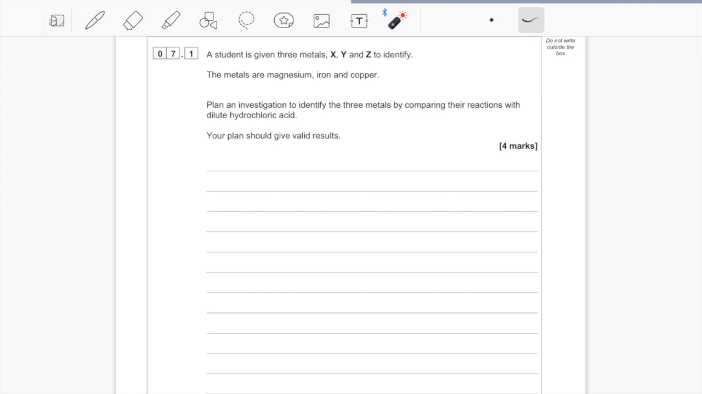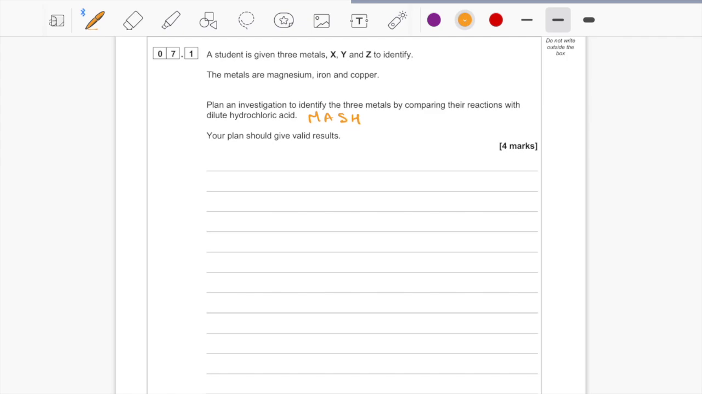So we're given 3 metals, X, Y, and Z. We've got to identify them. We're told that one of them is magnesium, one of them is iron, and one of them is copper. It asks us to plan an investigation to identify the 3 of them by comparing their reactions with dilute hydrochloric acid. So that is a MASH reaction, right? So metal plus acid produces a salt plus hydrogen.